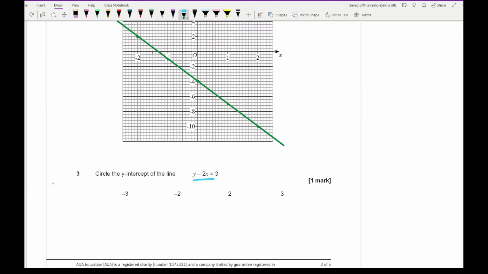So for this, what I need to do is to make it into y equals mx plus c. So I need to take this 2x over to the other side. So I get y equals 2x plus 3, or 3 plus 2x. Now the y-intercept is always the number that's being added or subtracted, which is positive 3. So the correct answer is our last option.